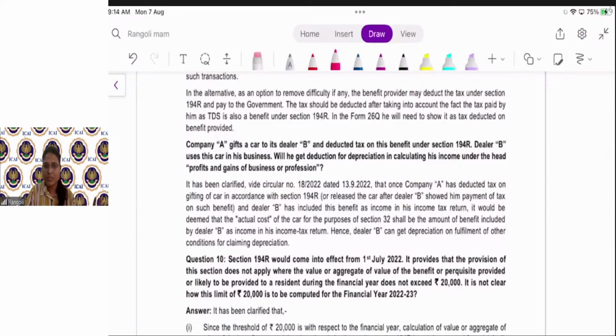So tax is deposited. Now Mr. B is using that car. Mr. B has also included that benefit in his return of income, that I have received a car of that value. Say, for example, I received a car of 10 lakh rupees, then I need to mention in my return that I have received a car of 10 lakh and pay tax on that. Now for me, the 10 lakh rupees is the cost of the car because I have already paid tax on that 10 lakh rupees, right? So I can claim depreciation on that car if it is used for my business purpose.